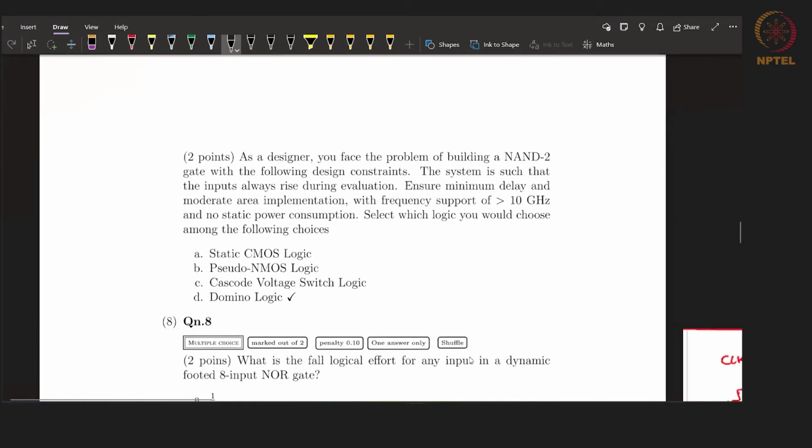Question number 7. As a designer, you face the problem of building a NAND 2 with the following design constraints. The system is such that the input always rise during evaluation. Ensure minimum delay and moderate area implementation with frequency support of greater than 10 gigahertz and no static power consumption. Select which logic you would use. So, you would use domino logic.